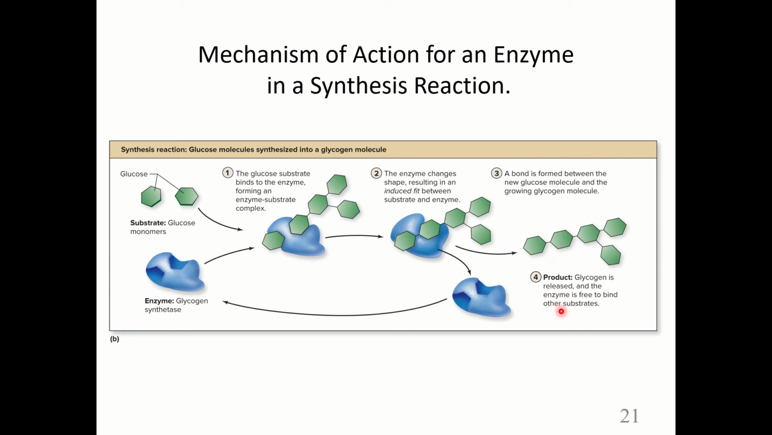In step 4, the product is released. In this case, the product is glycogen. The enzyme is now free to bind to other substrates, but remember, it is only going to bind to glucose, because this particular enzyme is specific to glucose. If we were building amino acid chains, we would need another enzyme. If we were building fatty acid chains, we would need another enzyme. If we were breaking down glycogen into glucose, we would need another enzyme. You see where I'm going.